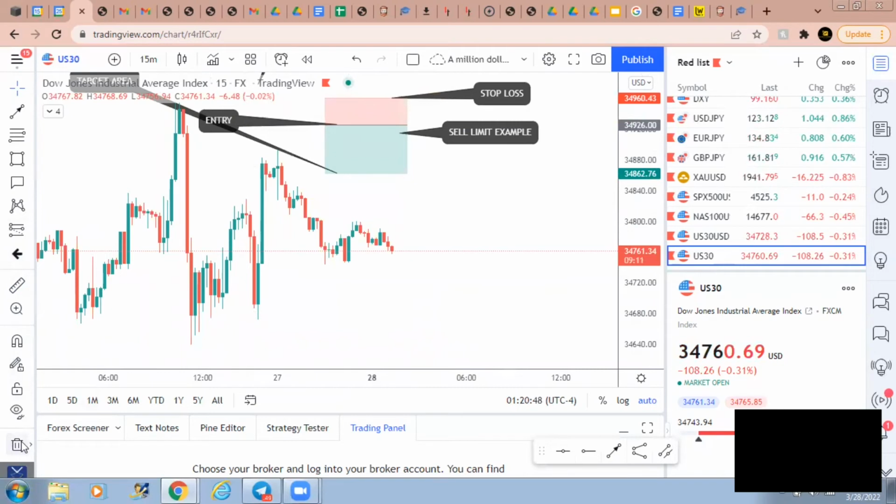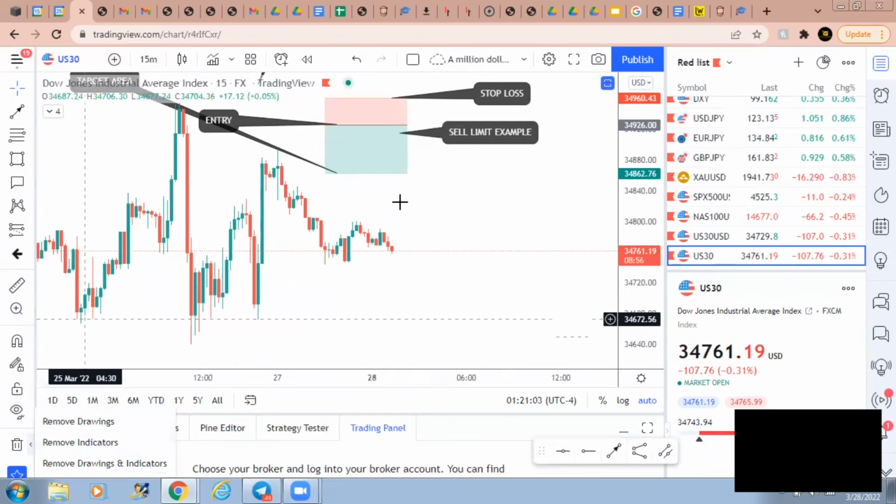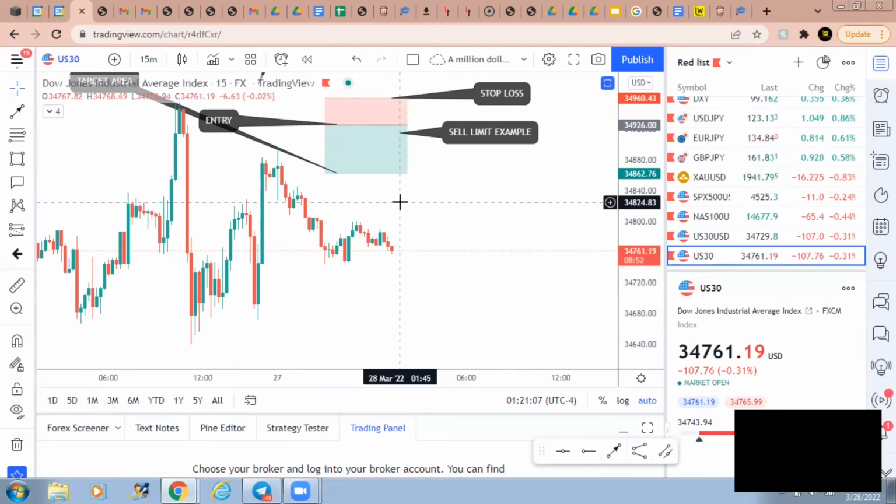Let's say, for example, you want to delete everything, right? You have the trash can icon right here, and you can remove all drawings and indicators. One thing I like to do sometimes is just remove all drawings, right? I click that, everything will be gone. It's just that simple.